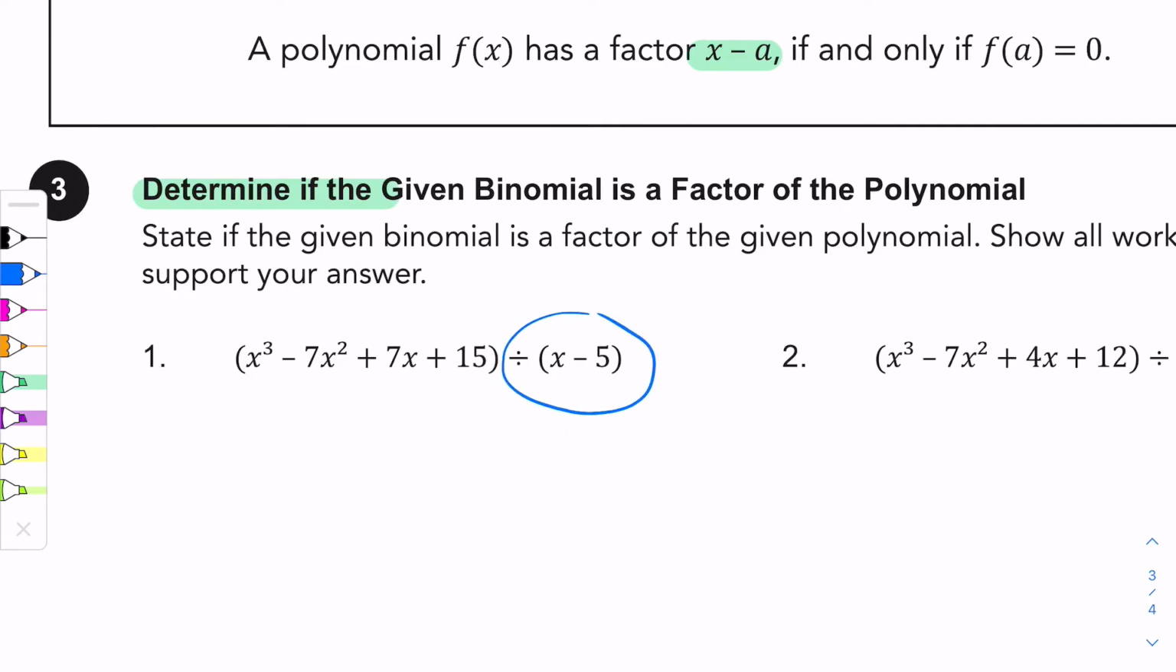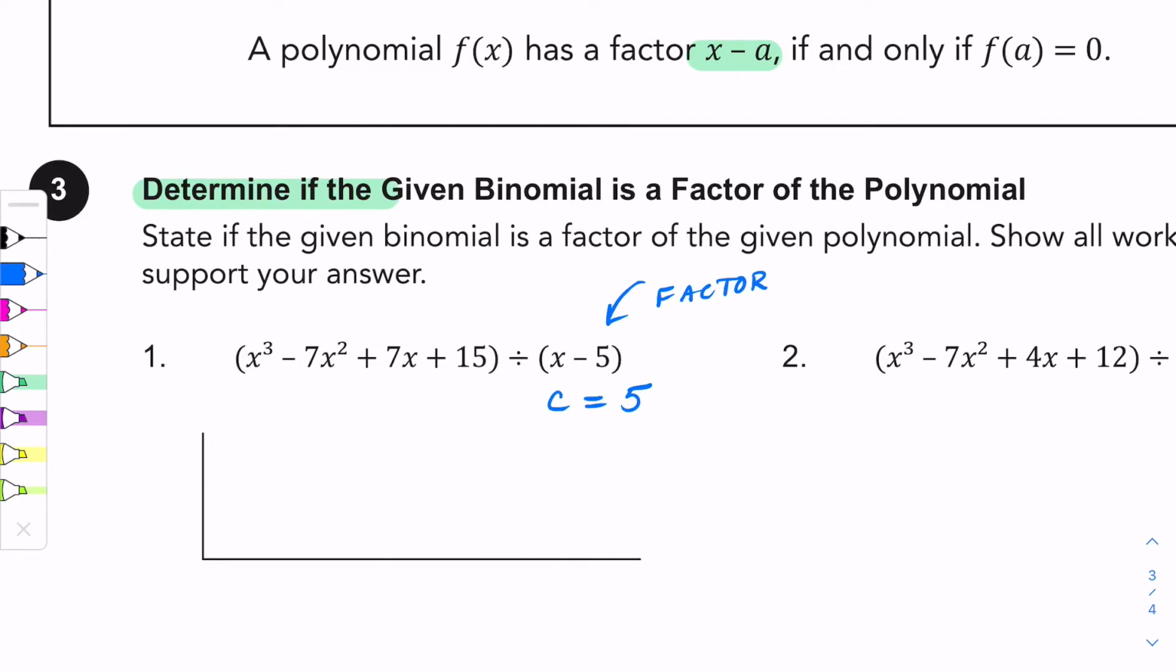This is not equal to 0. Previously, using the remainder theorem, it would say x equals 5. This is not the case. This time, this is a factor. So knowing that this is a factor, it's in the form of x minus c. In this case, c is equal to 5. Set up our division. One, -7, 7, and 15 for our coefficients. Bring down the 1 and start the process.